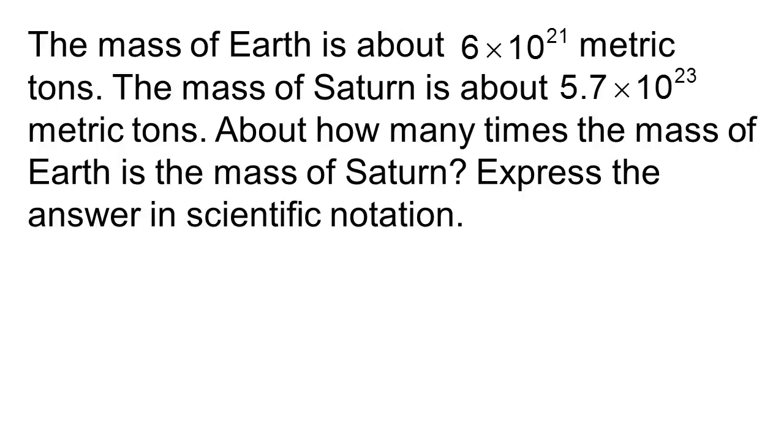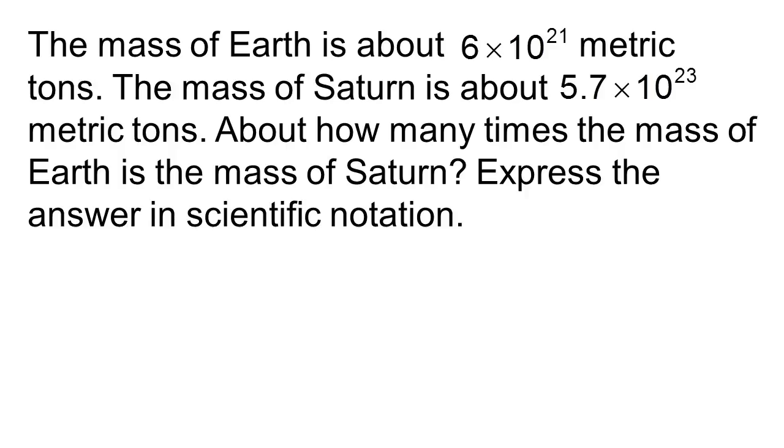The mass of Earth is about 6 times 10 to the 21st metric tons. The mass of Saturn is about 5.7 times 10 to the 23rd metric tons. About how many times the mass of Earth is the mass of Saturn? Express the answer in scientific notation.